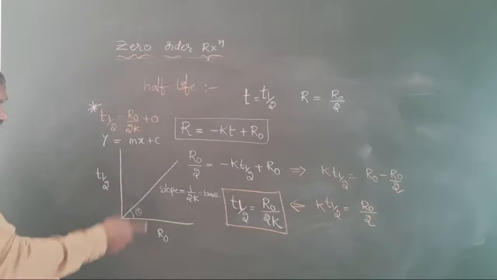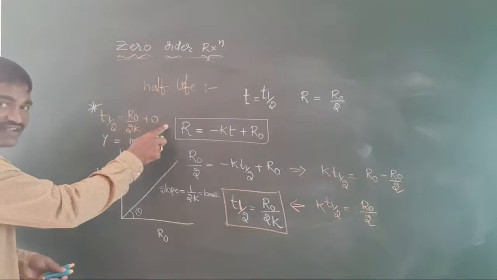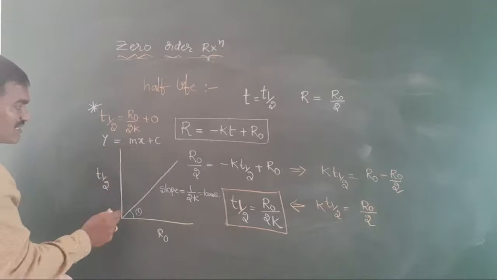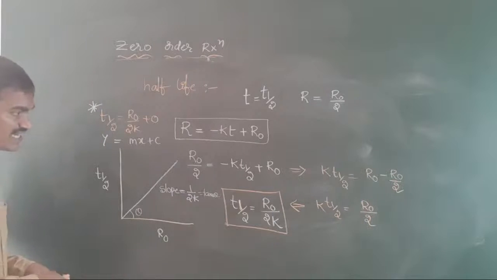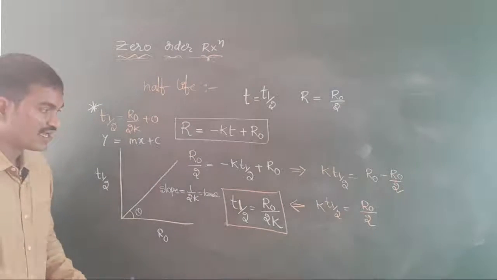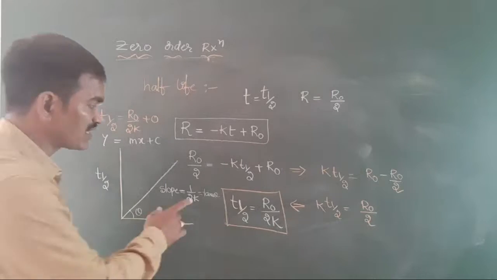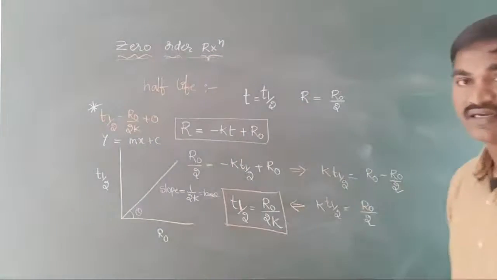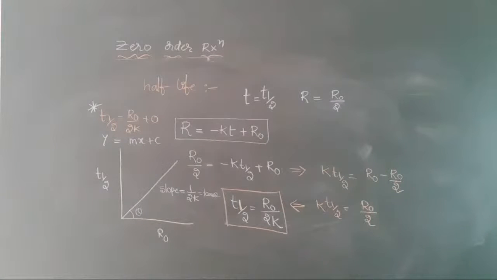You should have clarity. So we are taking half-life. For the half-life, we have taken y is equal to mx plus c. This is the half-life for the zero order. Have you got it? Half-life for the zero order, very important. Everyone should note this one by one in a detailed manner.